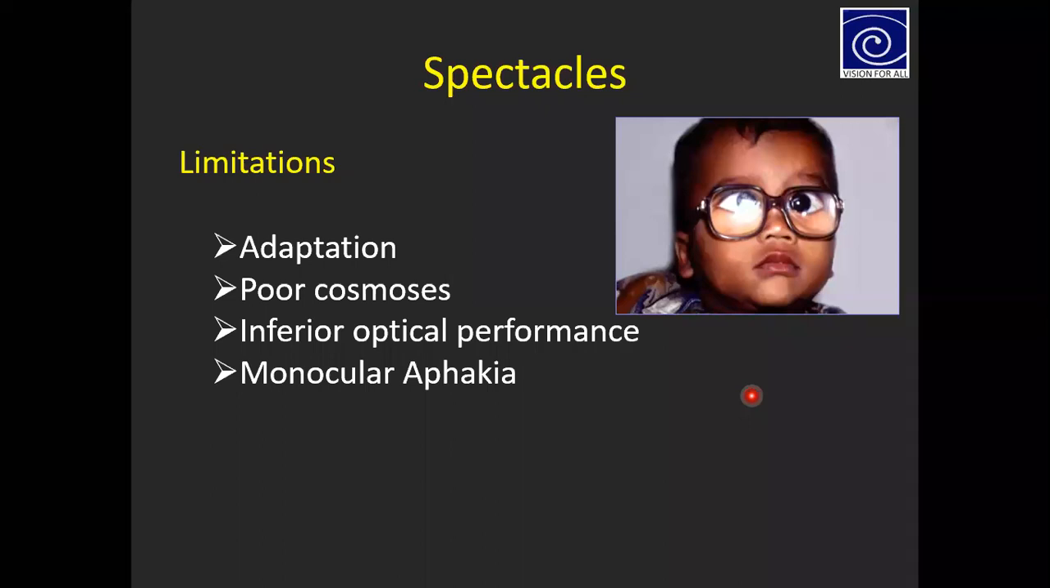So a newborn between 0 to 6 months of age usually has a refractive error of about plus 30 or plus 34, 35 diopters. If you're giving glasses of plus 25 or plus 30 diopters, there would be a lot of aberrations in the glasses, and the glasses would be very heavy.